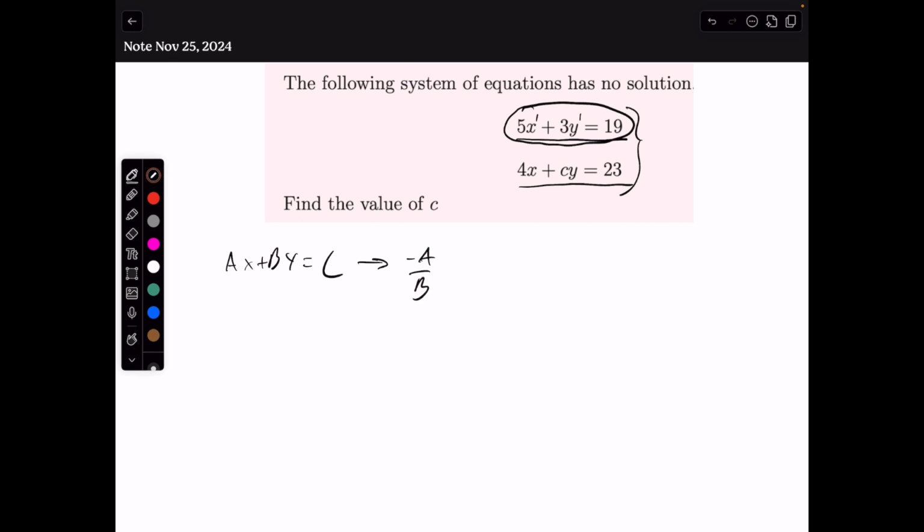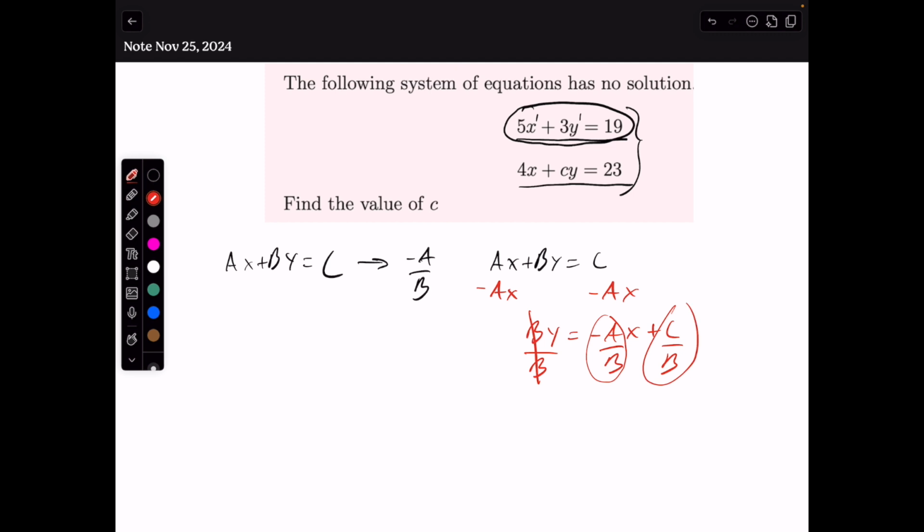You can see this fairly quickly if I solve for y. If I have ax plus by equals c, I subtract ax off both sides, and then I have by equals negative ax plus c. Then I divide every term by b, so I get y equals negative a over b times x plus c over b, which would be the y-intercept. But the important part is that the slope was negative a over b.